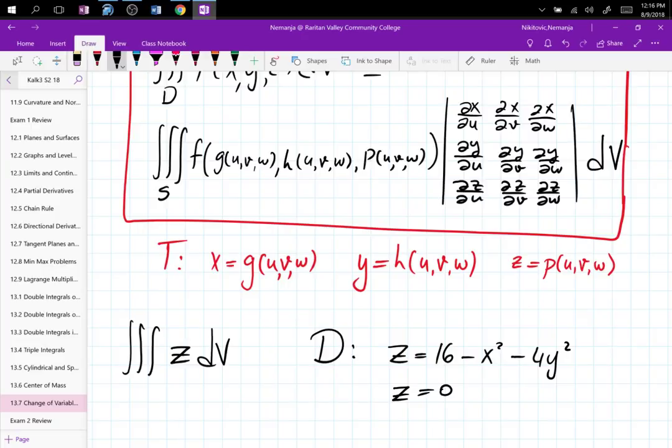So you have this elliptical umbrella, and then the floor, z equals 0, flat on the bottom. So you only have two things to worry about, the bottom and the top. Nice. So we don't have to transform six sides of a box.